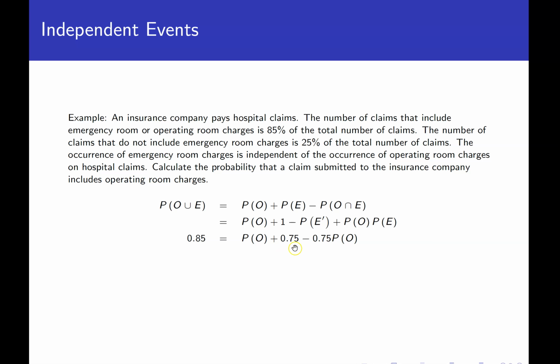And now I have an algebra problem to solve. I can move the 0.75 to the other side and combine these two terms together and get 0.25 times the probability of the operating room charges. And then simplify and I get 2/5. So the probability that a claim submitted to the insurance company includes operating room charges is 2/5 in this case.